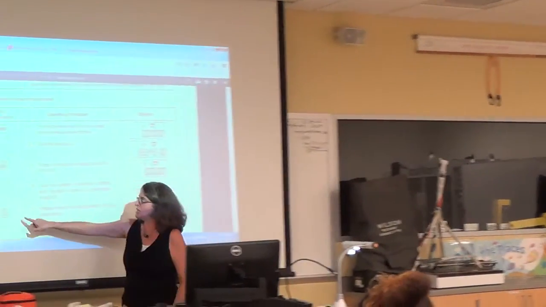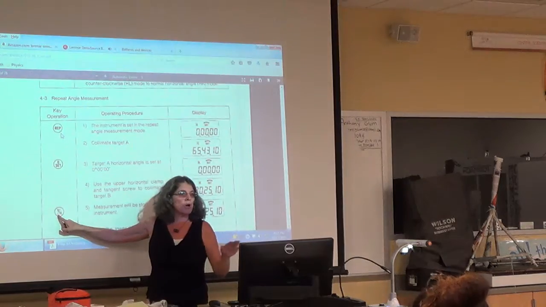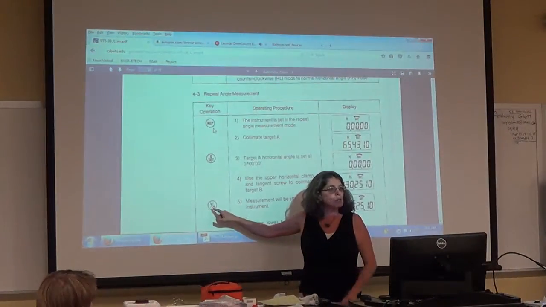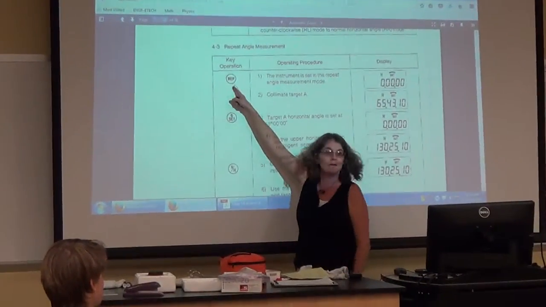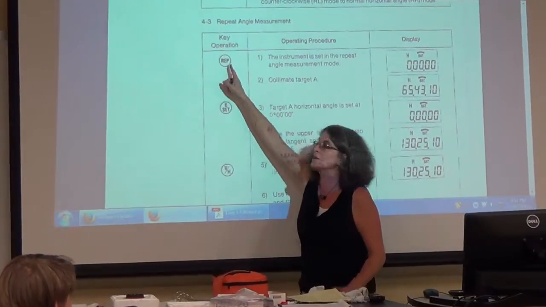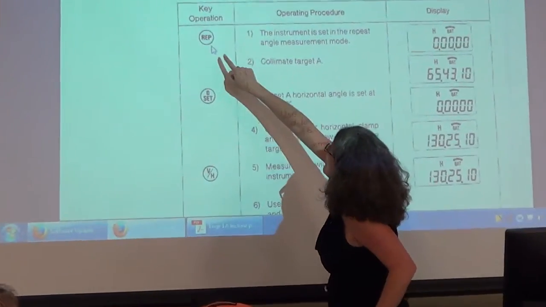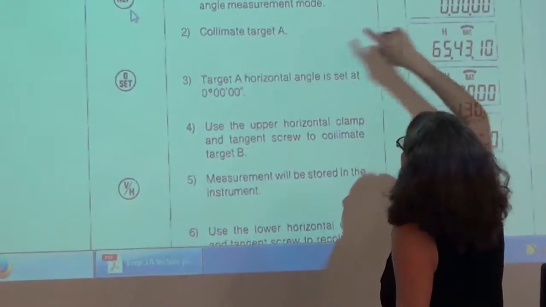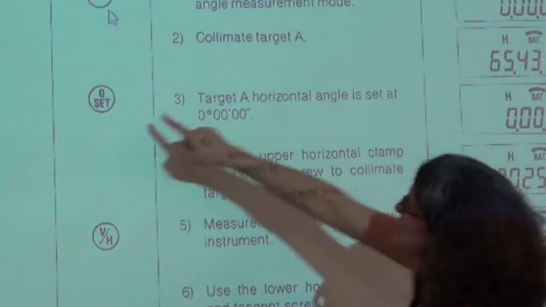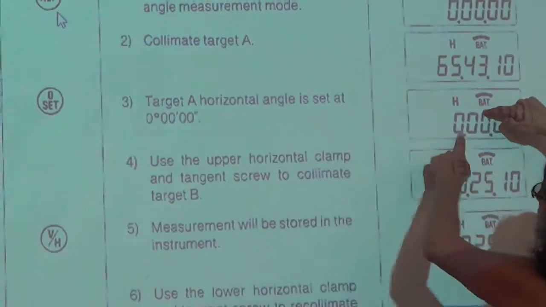We know what this VH button is. It's to control the horizontal and vertical angle. But it's also a command inside a command. So when you're in the repetition command, so you hit repetition, it's 0 to start, you go to A, and you get 65, you hit 0 set, so it puts A at 0, right?